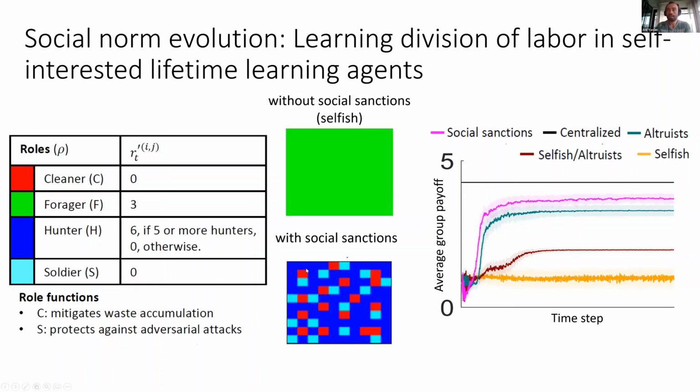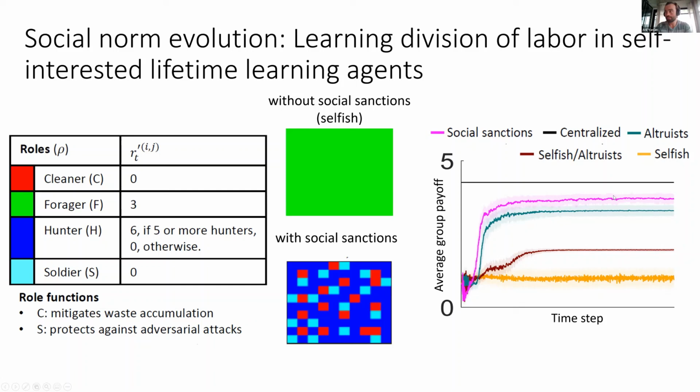And in this case, we see the emergence of a pattern where there are neighborhoods, and in each neighborhood there is one cleaner that is taking care of the waste accumulation, and there is a soldier that is guarding against the adversarial attacks. And the rest are basically hunters, because having hunters in the environment provides the highest payoff. Then the learning process is this pink or magenta curve, which is much better than selfish agents.